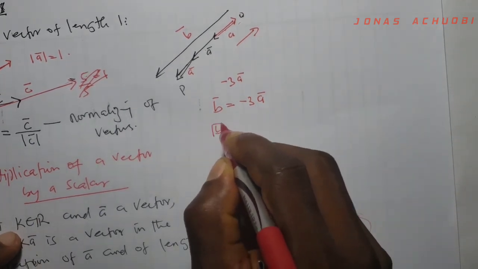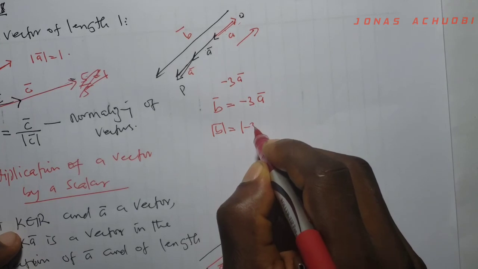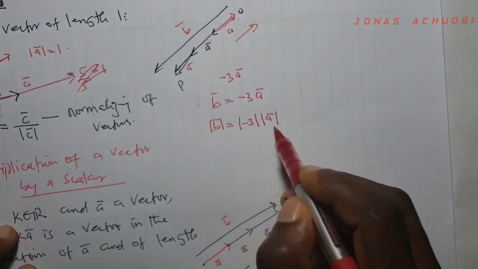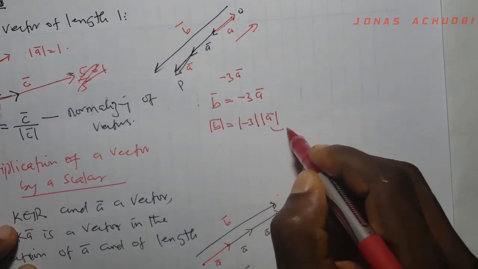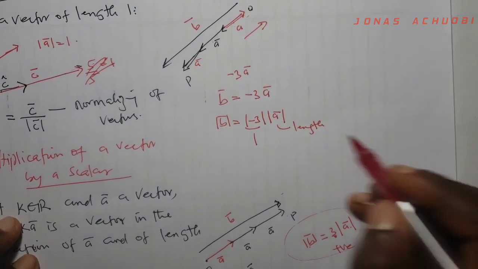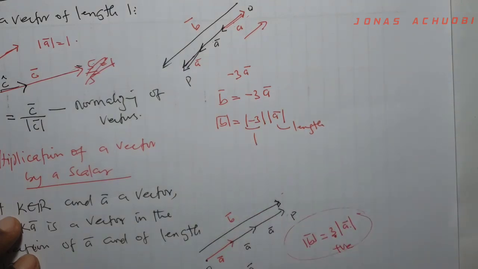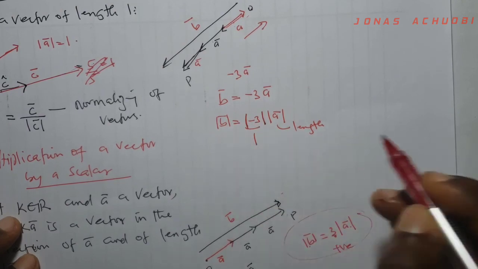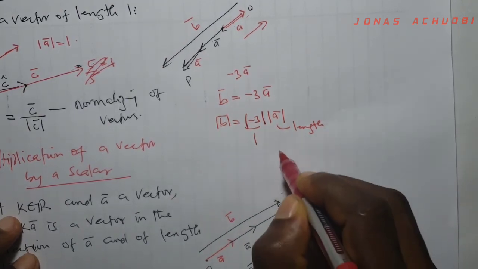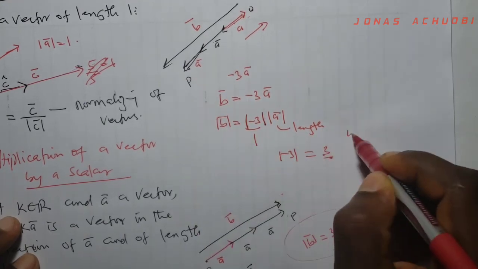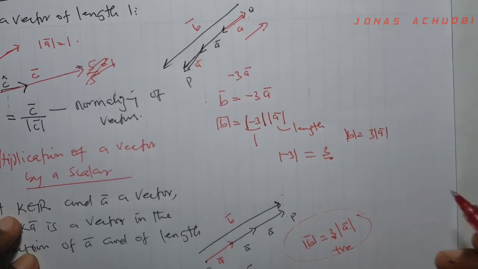Now the length of vector B is equal to the modulus of minus 3 times the length of vector A. Please, these two things here are different. While this one means the length of vector A, this one here simply means the absolute value of the real number. Absolute value in the sense that a length can never be negative. Okay, so this absolute value sign takes care of any negative number that comes out of here, so that the absolute value of negative 3 is the same thing as what? 3. So technically the length of B is still 3 times the length of A.